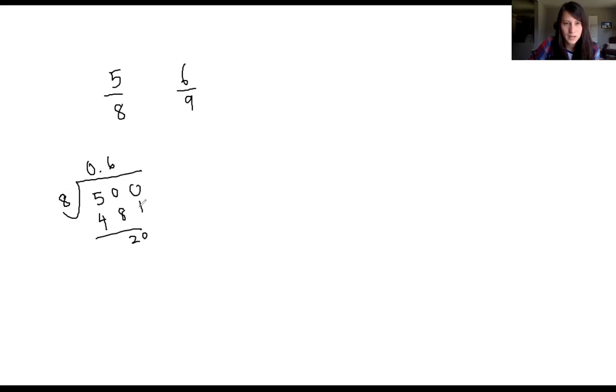Okay, bringing my 0 down. And then bringing another 0 down here, and this becomes 5. And so 5/8 is 0.625. Okay, so I'm going to just write this underneath, maybe in a different color, so that we can make sense of that amount, 0.625.